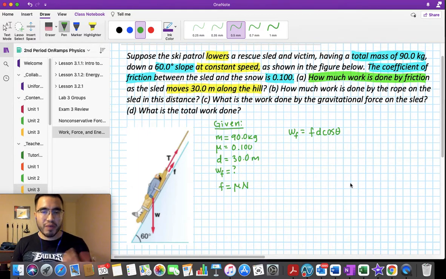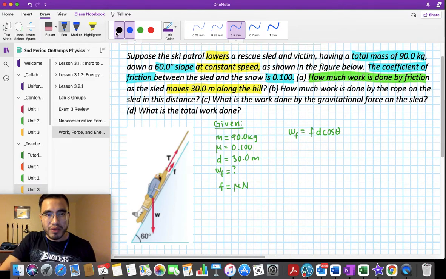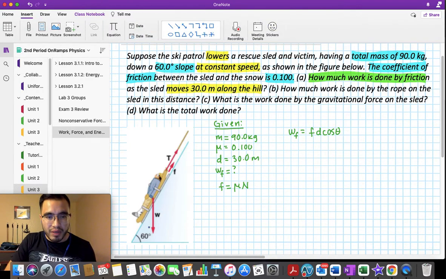Now, if we need to find the force of friction, then we have to use forces. If we use forces, we have to draw a free body diagram. Your favorite. So now, a free body diagram based on the person, the victim, right?